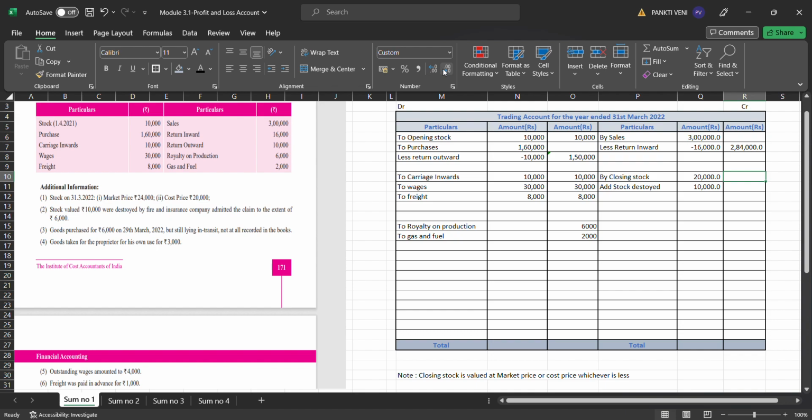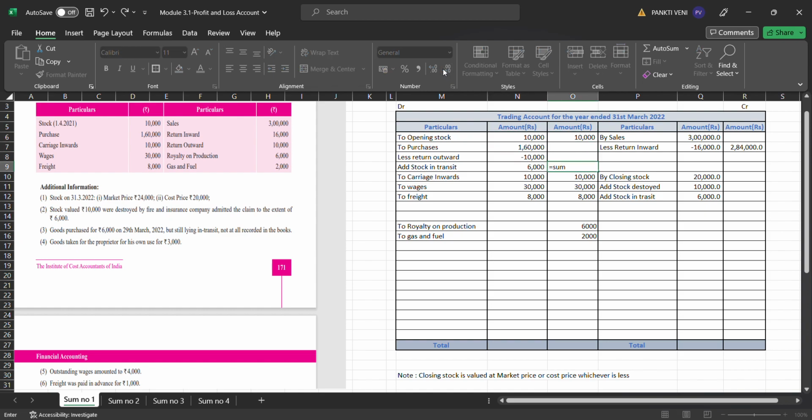Right now not required. Goods purchased for 6,000 on 29th March 2022 was still lying in transit. So that is also part of my closing stock. So goods lying in transit 6,000. That I'll add to my purchases also. Stock in transit, that is 6,000. Done.